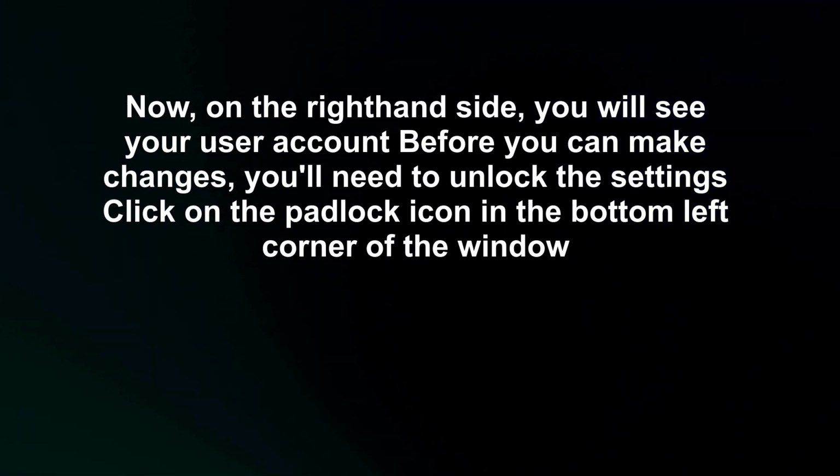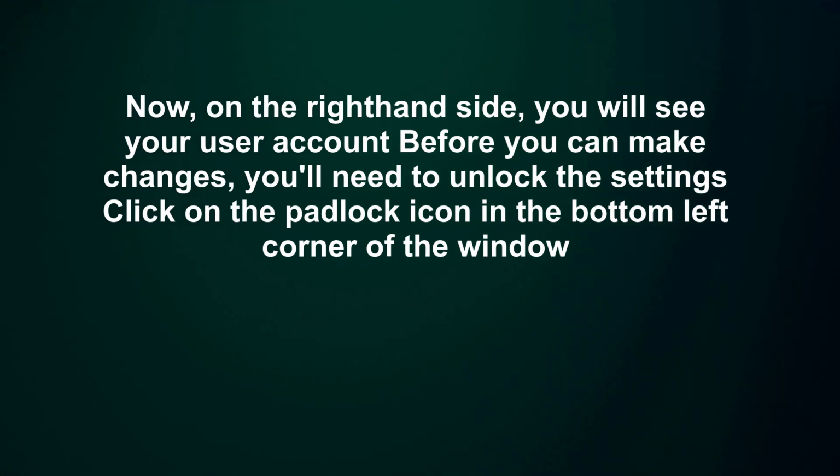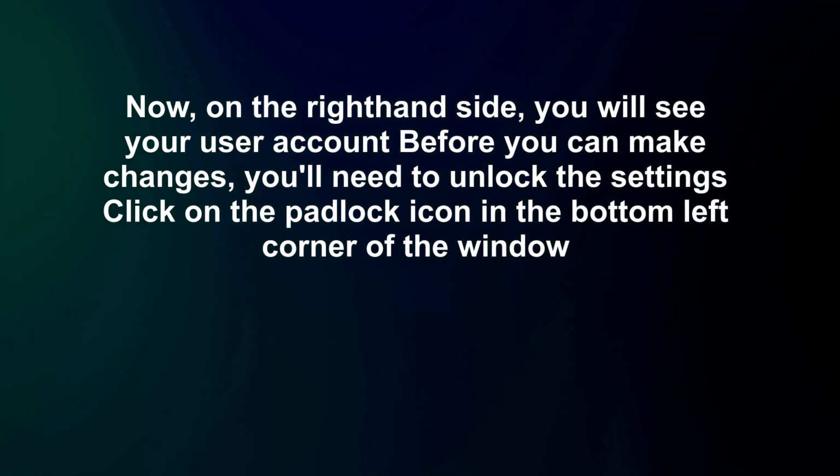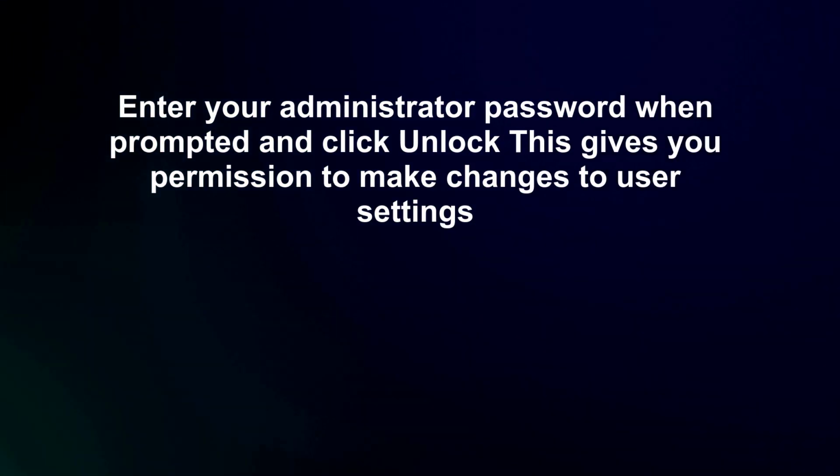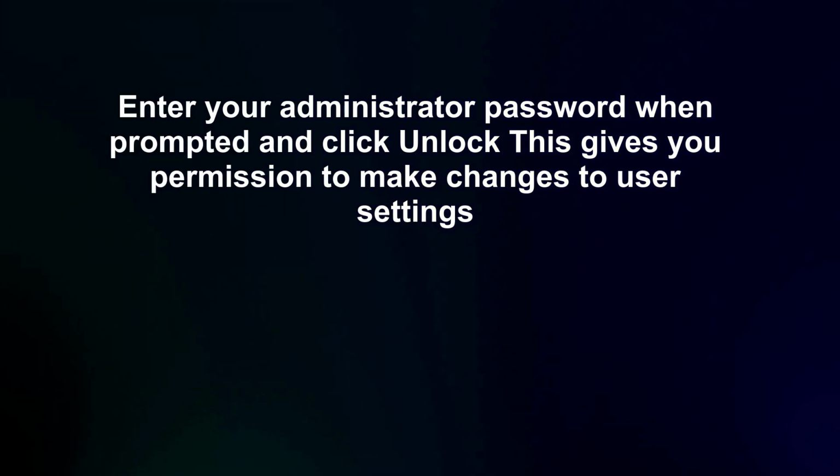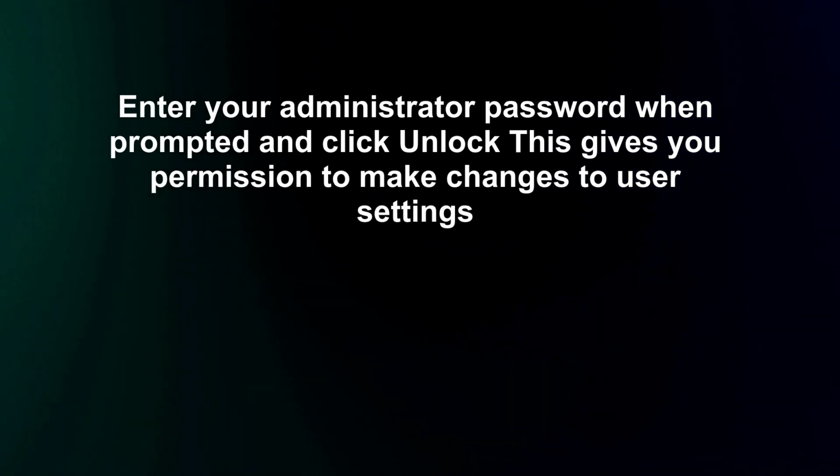Before you can make changes, you'll need to unlock the settings. Click on the padlock icon in the bottom left corner of the window. Enter your administrator password when prompted and click Unlock. This gives you permission to make changes to user settings.